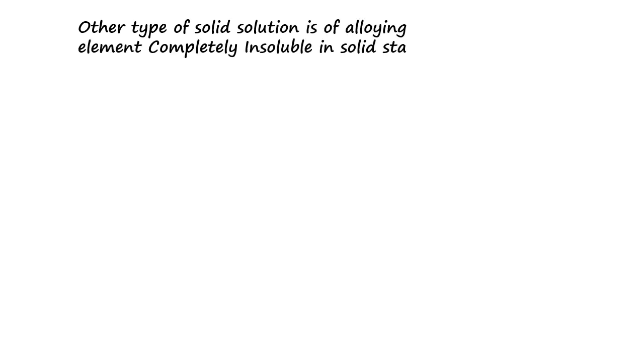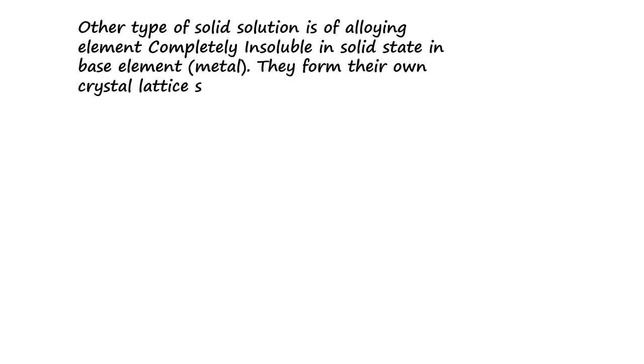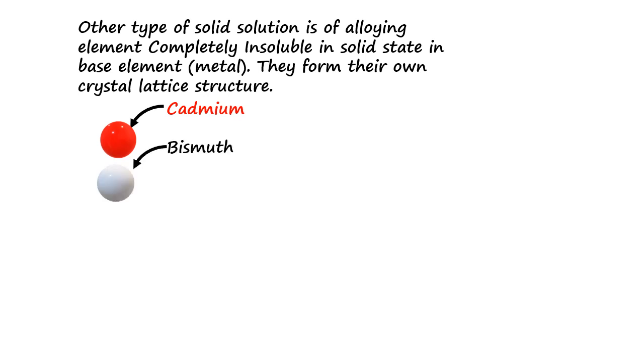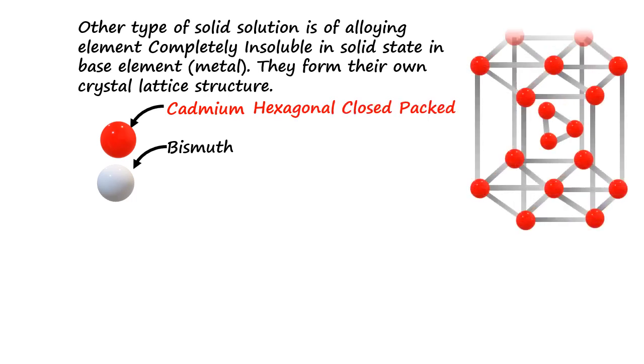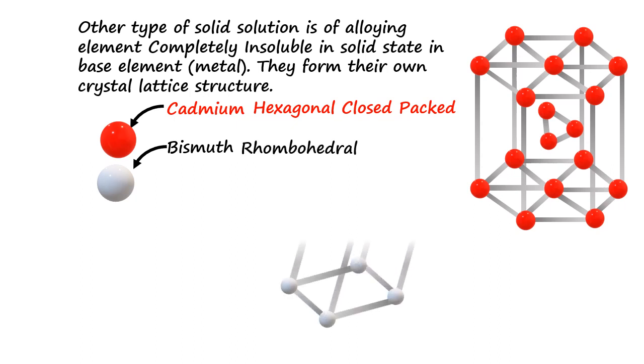Other type of solid solution is of alloying element completely insoluble in solid state in each other. They form their own crystal lattice structure. For example, cadmium and bismuth alloy. Cadmium is having hexagonal closed packed crystal structure, while bismuth is having rhombohedral crystal structure.